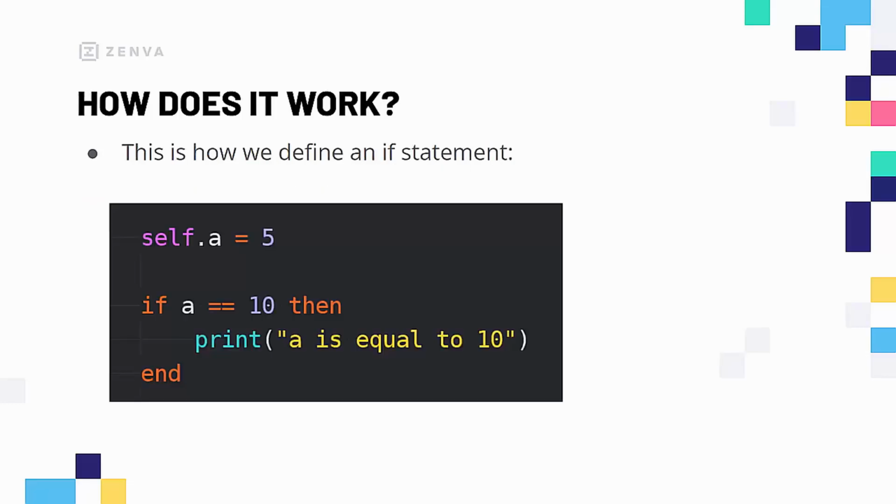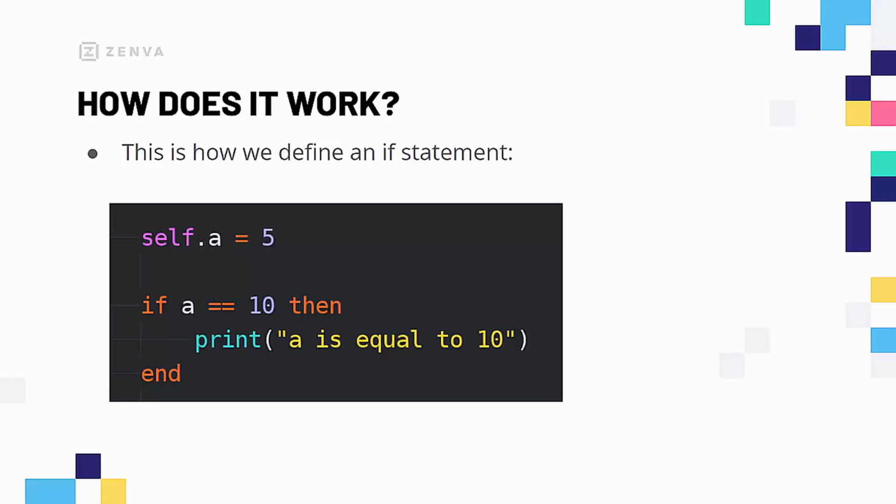Now, how does this work? How do we define an if statement? Well, we do it like this, okay? In the example, I've created a little variable, which you don't have to do, but just to show that we have a variable there. But basically, an if statement is defined by, first of all, writing down the keyword if, then a space, and then you enter in your condition. In this case, it is checking to see if A is equal to 10.